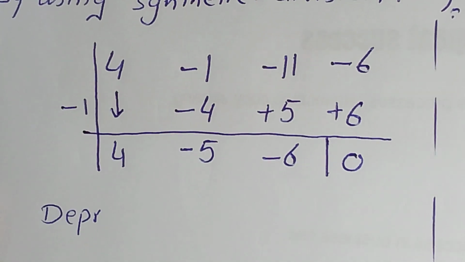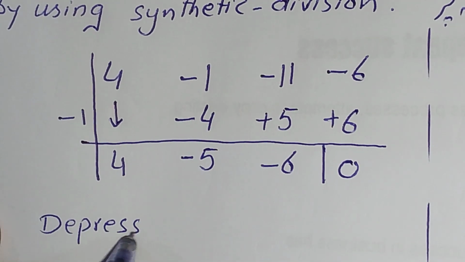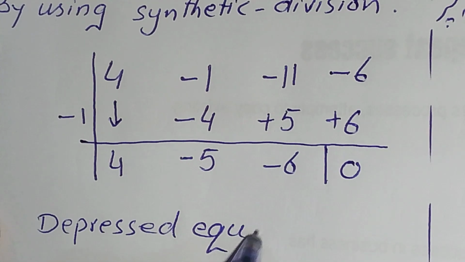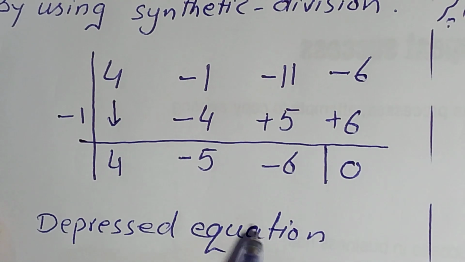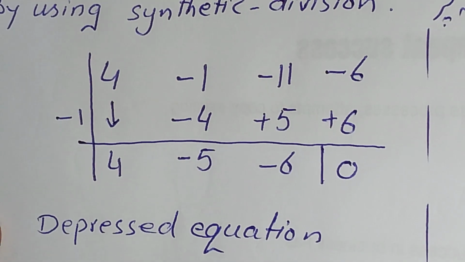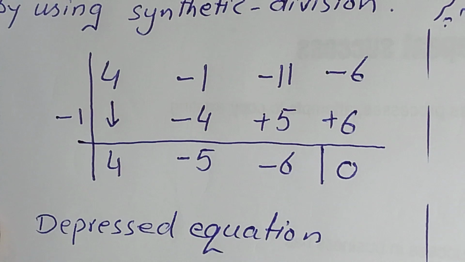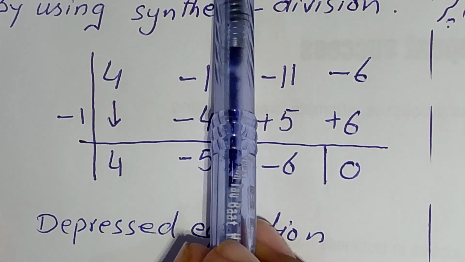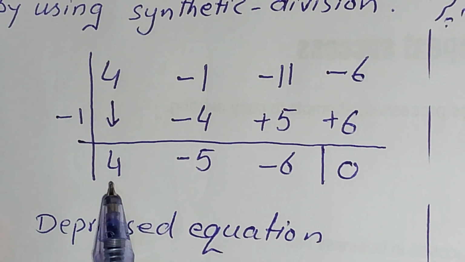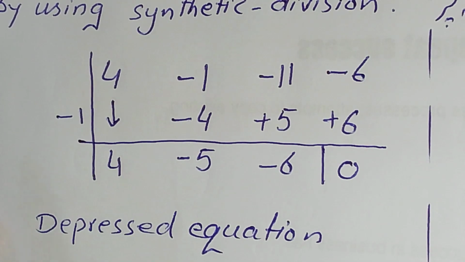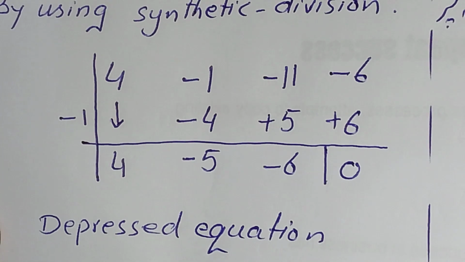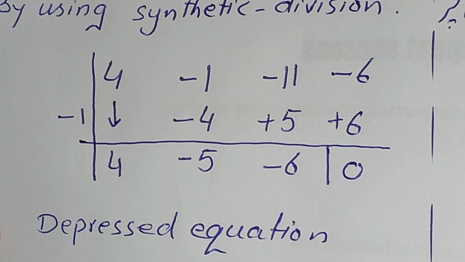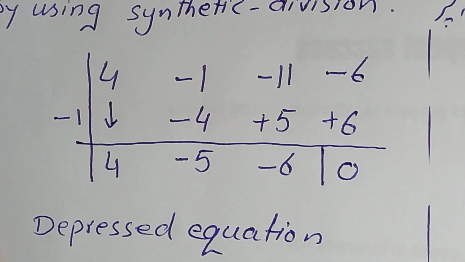depressed equation that will be 4x squared. Okay, you have to write one power less than this one. If this is x cubed, here you will start with x squared. So 4x squared -5x and -6, that will be equal to 0. Okay, we make its factors.